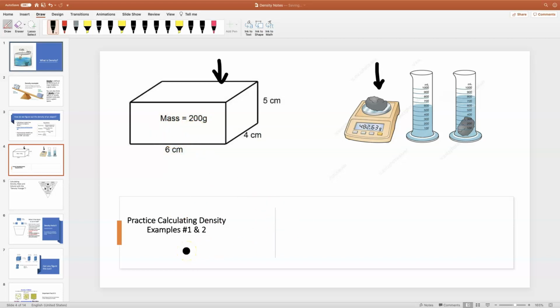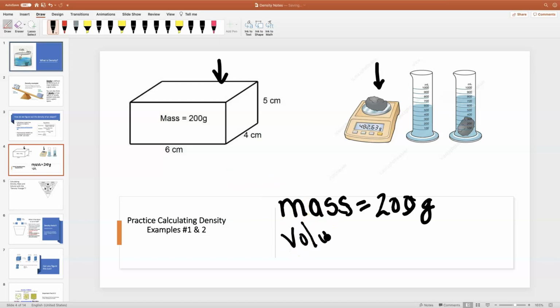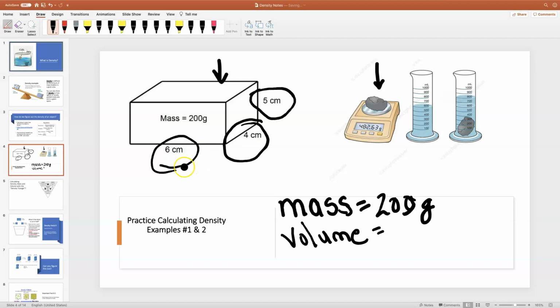Now when I actually start to do density calculations, one of the things that I always want to make sure I do is keep track of all the numbers and the information they're giving me. So I like to write things down. In this case, the mass equals 200 grams. And then I say to myself, okay, what was the volume in this? The volume is not given to you in a very typical way. What they did is they gave you a length measurement, a width measurement, and a height measurement. So you got 3 measurements, and they want you to mathematically figure out the volume.